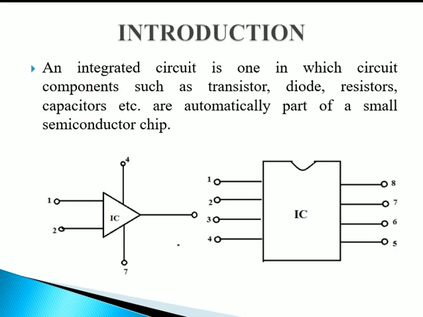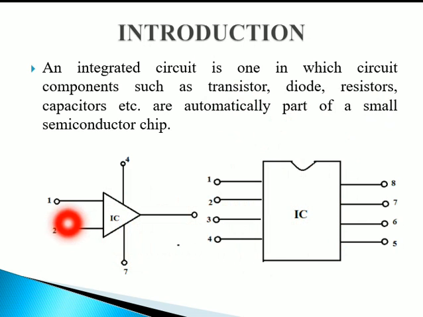So first let us see what is this IC. IC is one where all circuit components like transistor, diode and resistance will be an integral part of a small semiconductor chip. In the sense, in this particular small chip, you can have the connections of your transistor, diode and resistor. Right, so this is an IC, and this is an 8-pin IC.